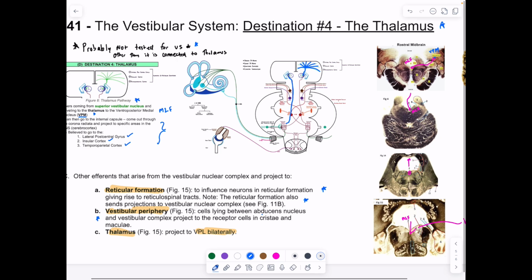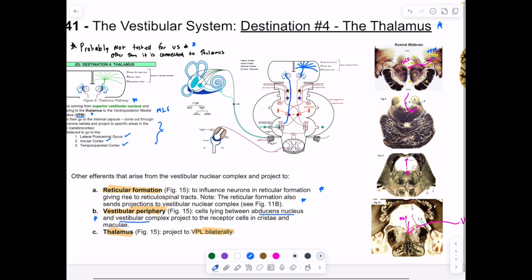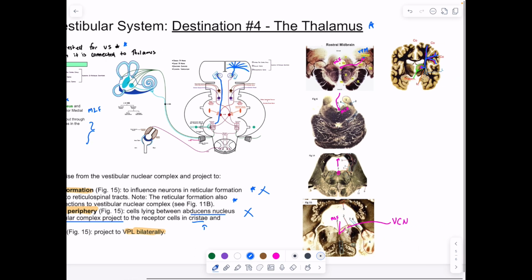It's just cells lying between the abducens and VCN, two receptor cells in cristae and macula, which are in the ear itself. So again, cool, but not too much.